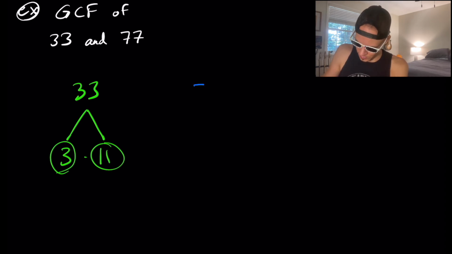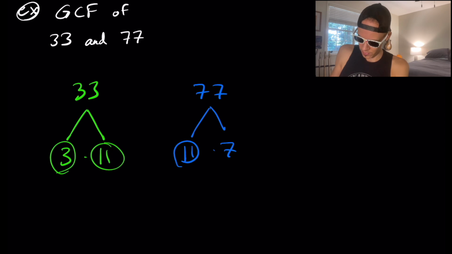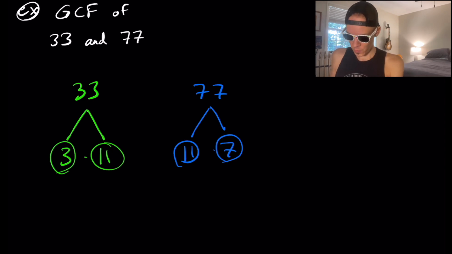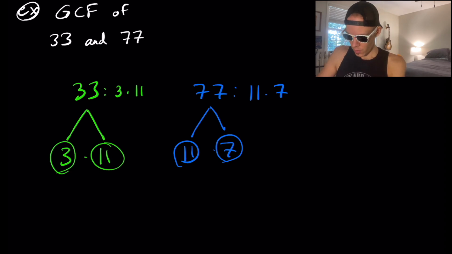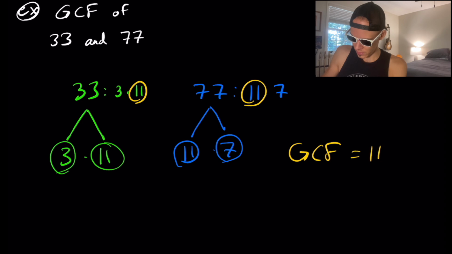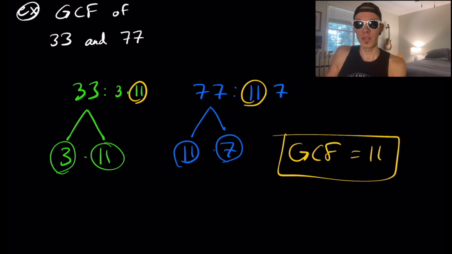And then 77, I know that that's divisible by 11. 11 times 7 is 77. Both of those are prime numbers. So we can list these out. 11 times 7 is the prime factorization of 77, and 3 times 11 is the prime factorization of 33. The numbers they share in common are the 11s and nothing else. So that means our greatest common factor is 11 between 33 and 77.